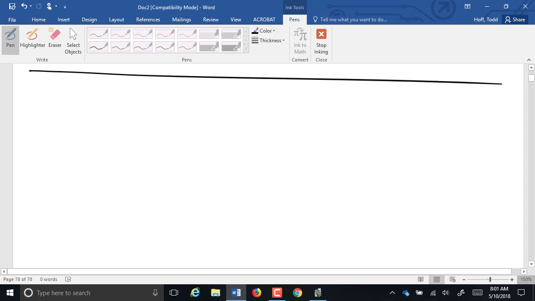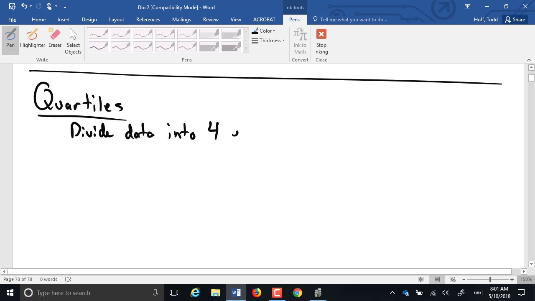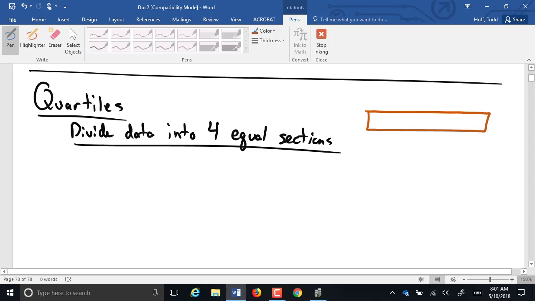Okay, so let's talk about quartiles. Quartiles divide the data into 4 equal sections. Now let's think about this. If I have a board or a piece of metal or whatever, and I want to cut it into 4 pieces, how many cuts do I have? 3 cuts, right?